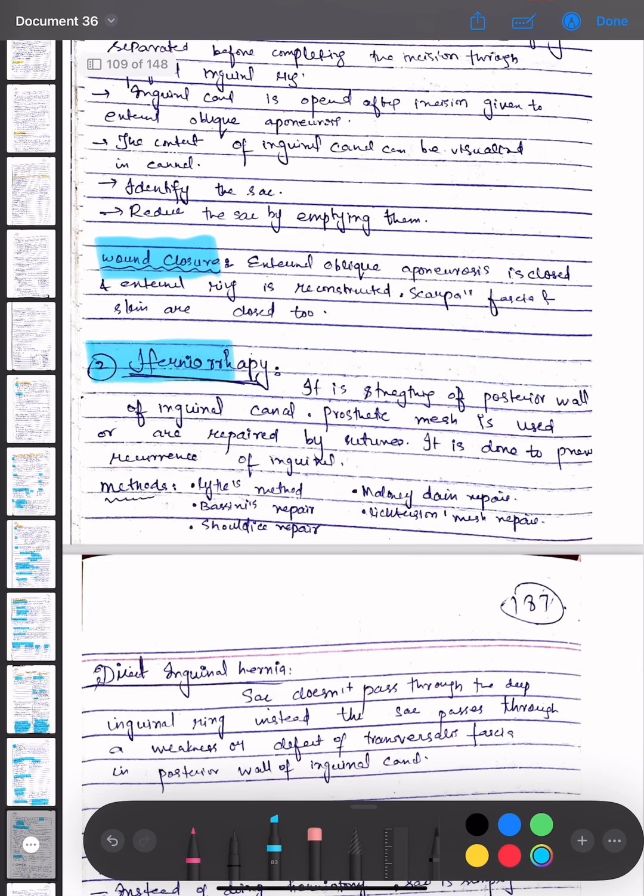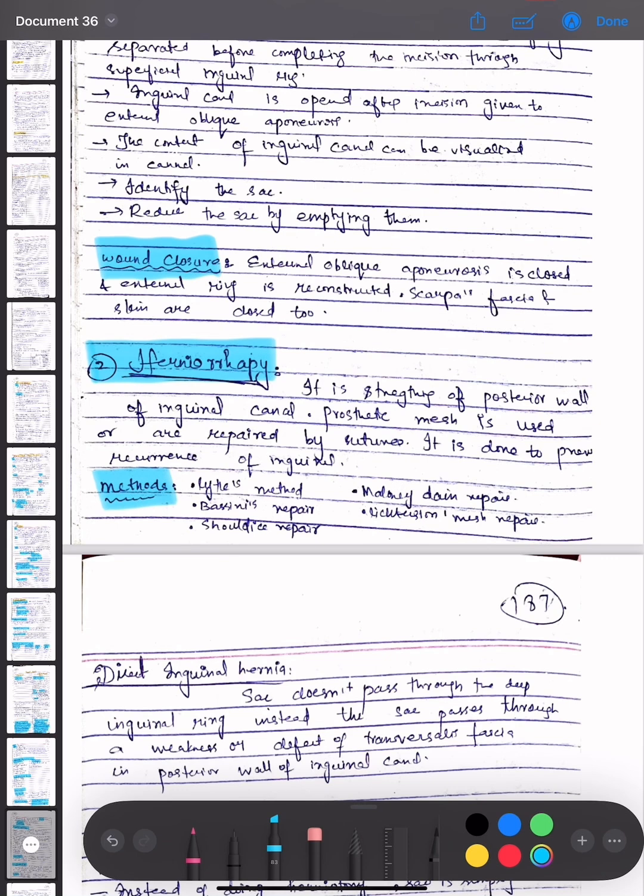The second method is herniorrhaphy. It is strengthening of the posterior wall of the inguinal canal. Prosthetic mesh is used, or it is repaired by sutures. It is done to prevent recurrence of inguinal hernia. Now the methods are like this: Bassini's repair, Shouldice repair, Maloney-Dent repair, and Lichtenstein tension-free mesh repair.